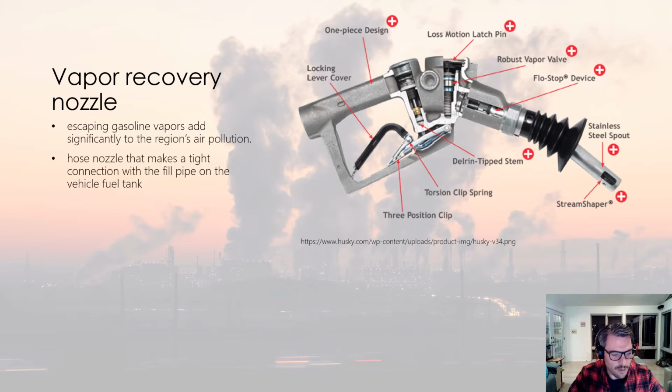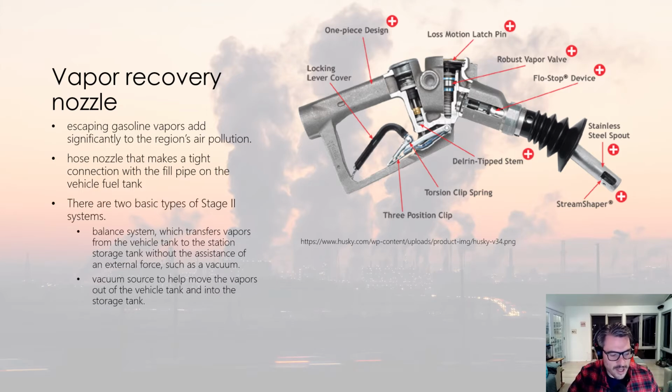Such systems are referred to as Stage 2 because they address the second phase in the capture of vapors at a gasoline station. Stage 1 refers to the capture of gasoline vapors when fuel is delivered to the station's storage tanks. There are two basic types of Stage 2 systems. One is a balance system, which transfers vapors from the vehicle tank to the station storage tank without the assistance of an external force, such as a vacuum. The second type of system is one that relies on a vacuum source to help move the vapors out of the vehicle tank and into the storage tank.